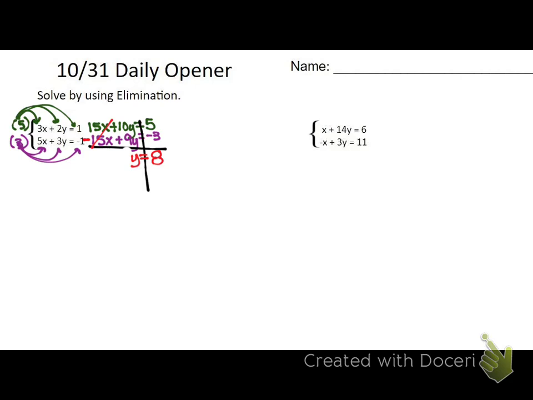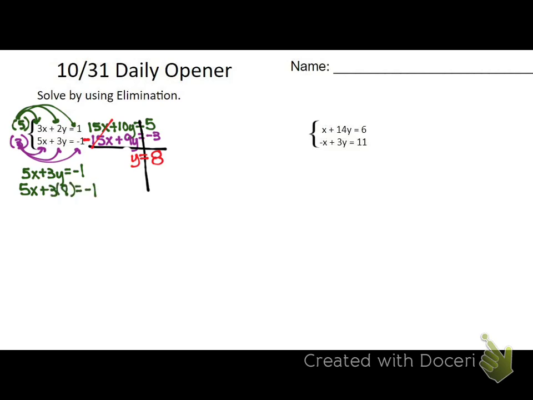But I'm not done there. I've got to keep going, because now I need to determine what the value of x is going to be. So how do I do that? Substitute. Which one? You want to use the bottom one? Okay, so we have 5x plus 3y equals -1. Okay, Josh, which variable am I going to substitute for? Y. What do I substitute for y? 8.